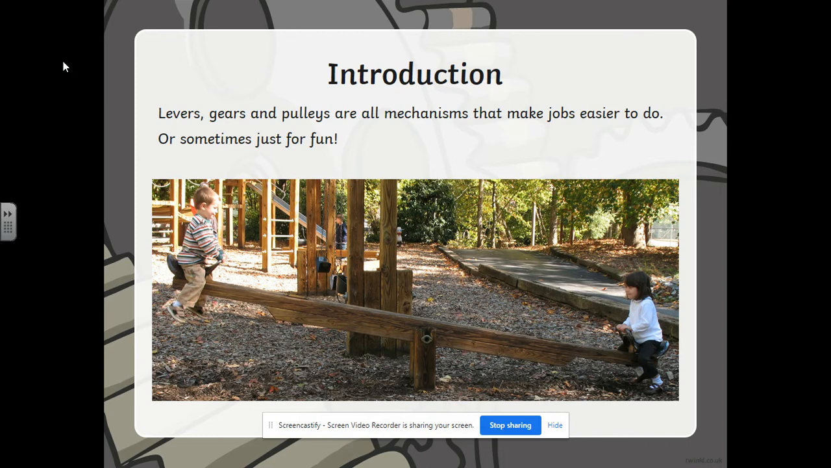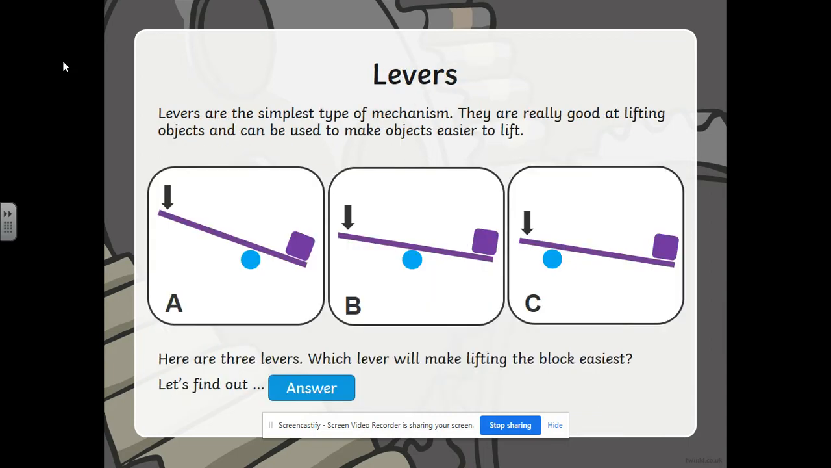So an introduction to levers, gears and pulleys. They're all mechanisms and they make jobs easier to do, sometimes just for fun. We've got a picture here of people on a seesaw, just showing that lever mechanism while the children are playing on the seesaw. Levers are the simplest type of mechanism. They are really good at lifting objects and can be used to make objects easier to lift.